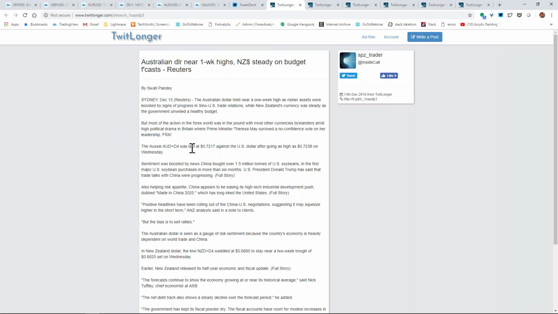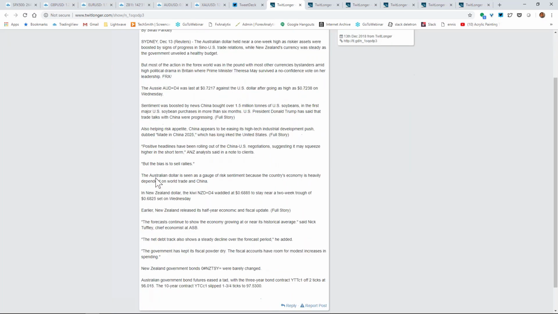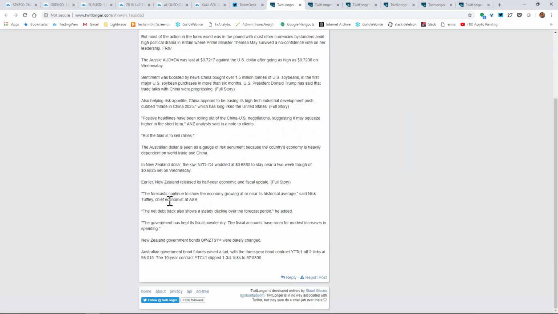The Australian dollar is seen as a gauge of risk sentiment because the country is heavily dependent on world trade and China. And as far as New Zealand, the Kiwi wobbled at 68.85, staying near a 2-week trough of 68.25 set on Wednesday. The forecast continued to show the economy growing at or near its historical average, says Nick Tuffley. The net debt track was also a steady decline over the forecast period. The government has kept its fiscal powder dry. Fiscal accounts have room for modest increases in spending.